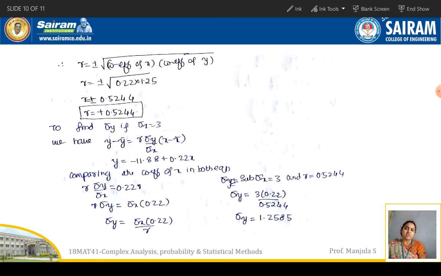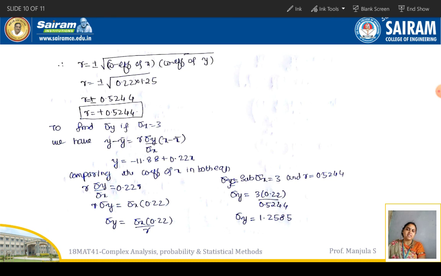Now we have the x bar value, y bar value, and R value. Still the question is not complete, because they asked us to find sigma y if sigma x equals 3. To find this, we consider the formula for regression of y on x. You can consider one more formula also. Any one formula you can consider.